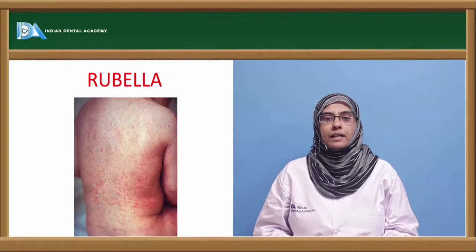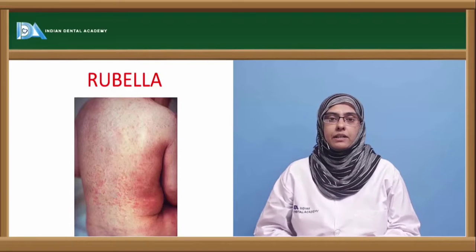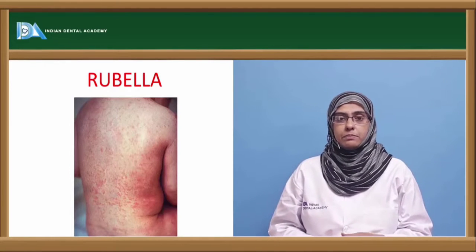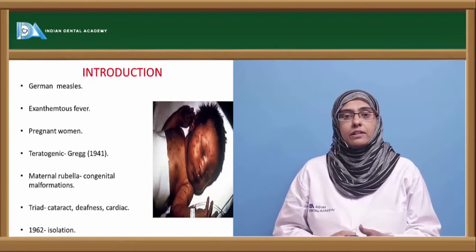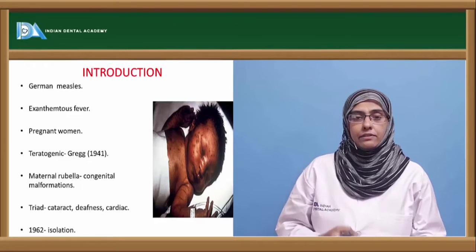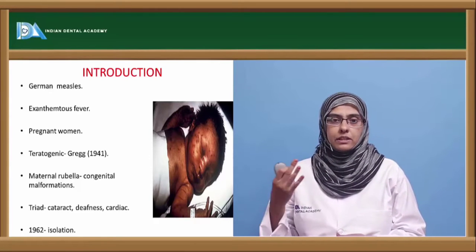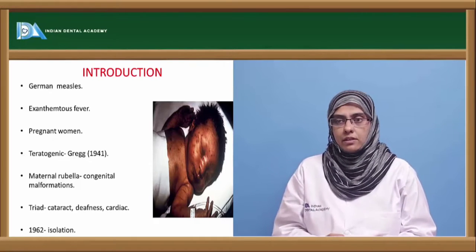Rubella. Rubella is a mild exanthematous fever which is characterized by macular rash and lymphadenopathy. It is also called the German measles. The disease in itself is not very fatal, but when a pregnant lady is infected with the disease, it can lead to congenital rubella. That is, the children born to these infected mothers may show congenital rubella.